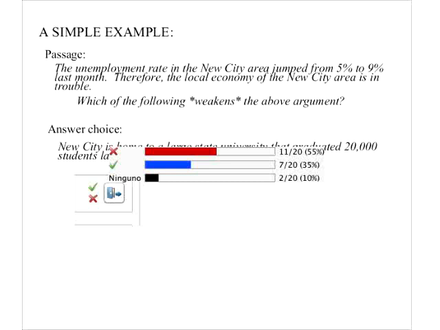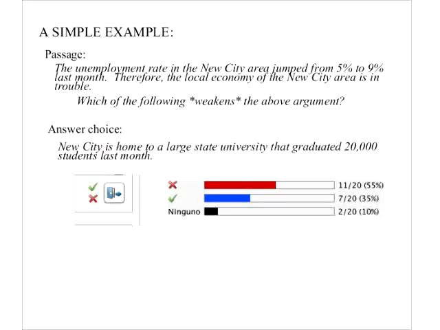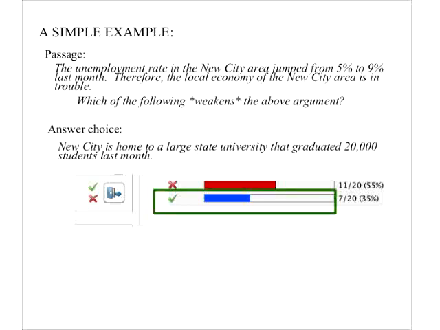So it looks like we're definitely going to be doing some learning today. Here's the results from the class. But this would be a correct answer to this problem. So this would be correct. This is a weakener to the above passage. Let's talk about why.